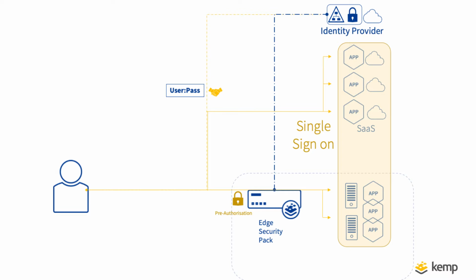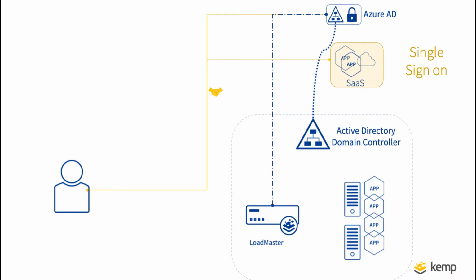So let's take a look at an example. If we consider a scenario whereby an organization has traditionally used on-prem applications, and these were controlled with Active Directory Domain Controller. With more and more applications moving to the cloud, the organization has decided to adopt a more hybrid approach. Some applications are now SaaS-based, hosted on the internet, and the organization has decided to use Azure Active Directory to enable users to use their organization login to access these.